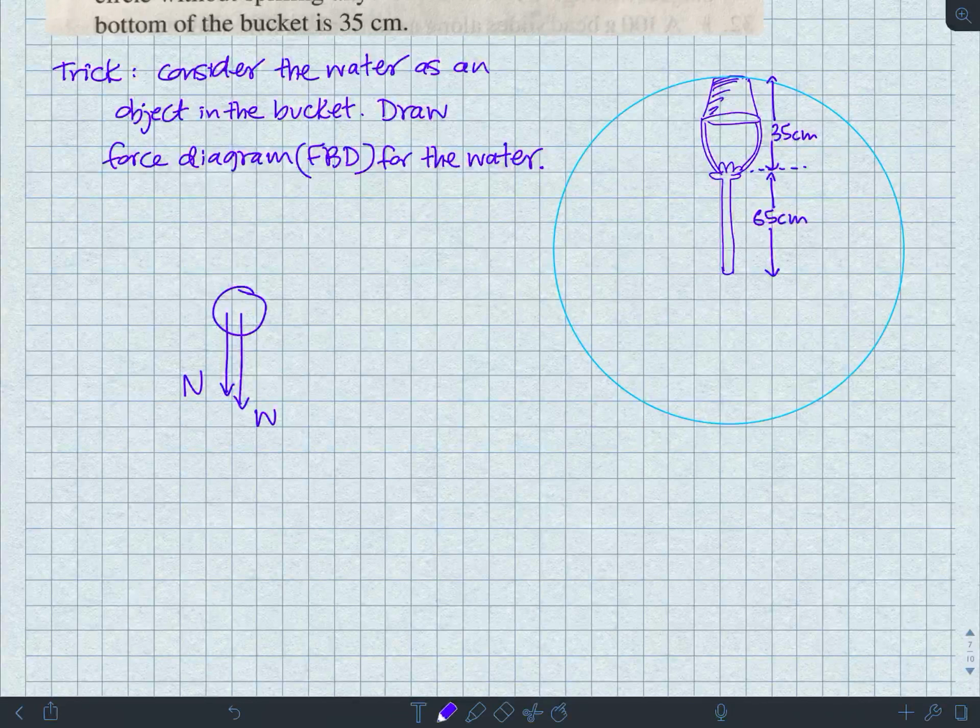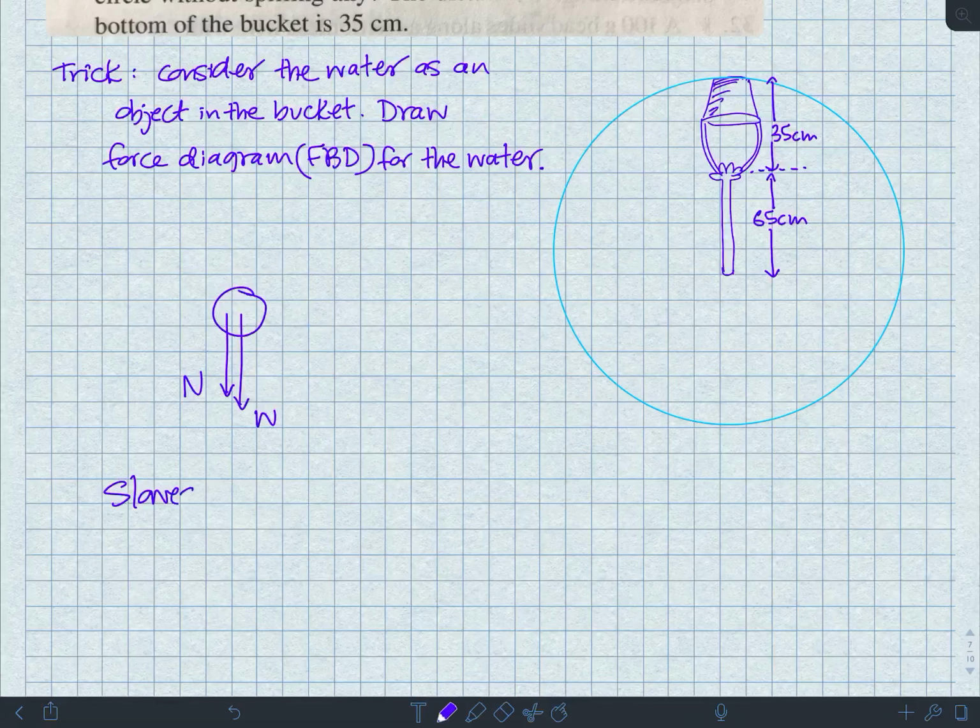Well, the key here is we want to figure out how fast to swing this so that the normal force is going to equal 0. All right, so the slowest rotation is going to be when the normal force is equal to 0. That will still allow us to maintain it, the water will still stay in the bucket.